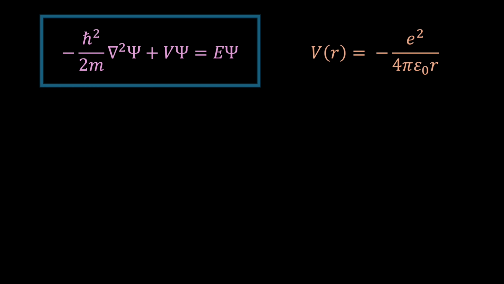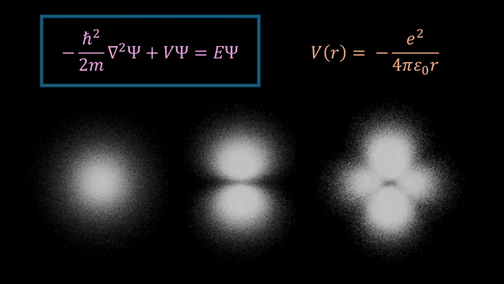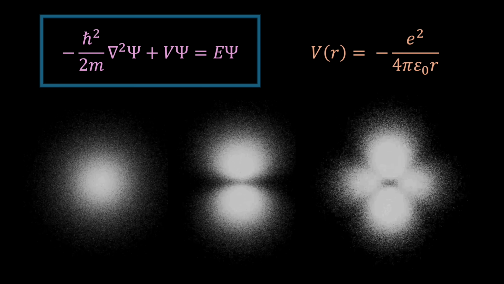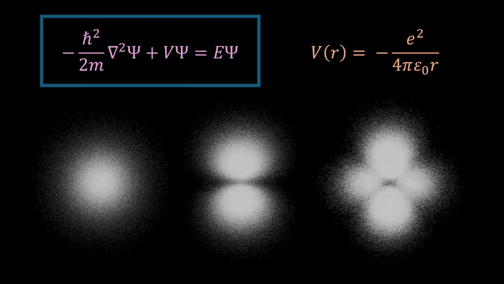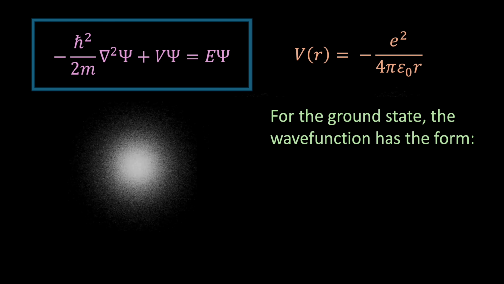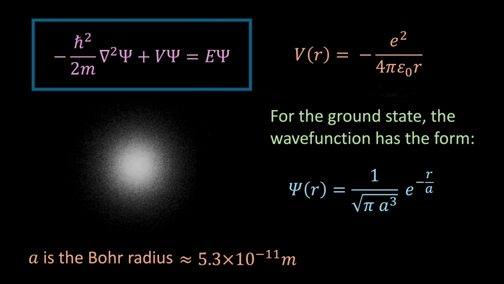When we solve this equation, we find the famous hydrogen wave functions, clouds of probability that provide information about where you're most likely to find the electron if you measure its position. For the hydrogen ground state, also known as the lowest energy state, the wave function has the following form, where the constant a is the Bohr radius, about 5.3 times 10 to the minus 11 meters. Its appearance in the wave function sets the characteristic size of the atom.